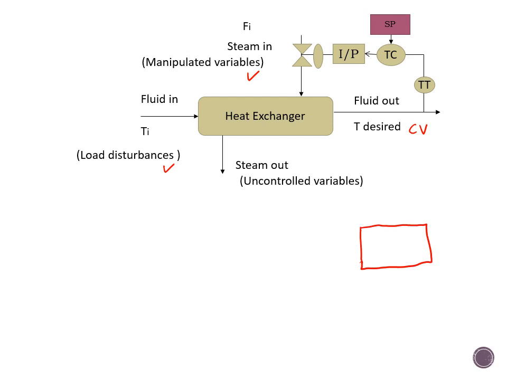The inlet would be your manipulated variable, which is the flow rate of the steam in, and the unit of flow rate, for example, we took it as cubic feet per hour, and the output of your process would be your process variable. Process variable in this case is your temperature, and the temperature is in degrees C.